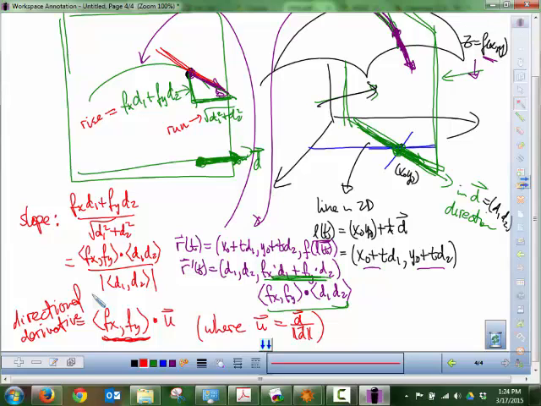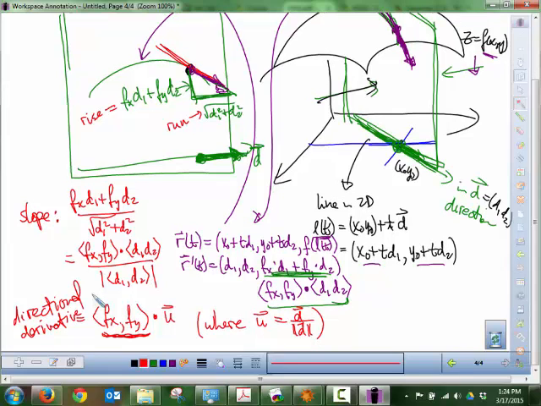Okay? So that's kind of cool. We just now derived it. So if we go in the x direction, what should we get?